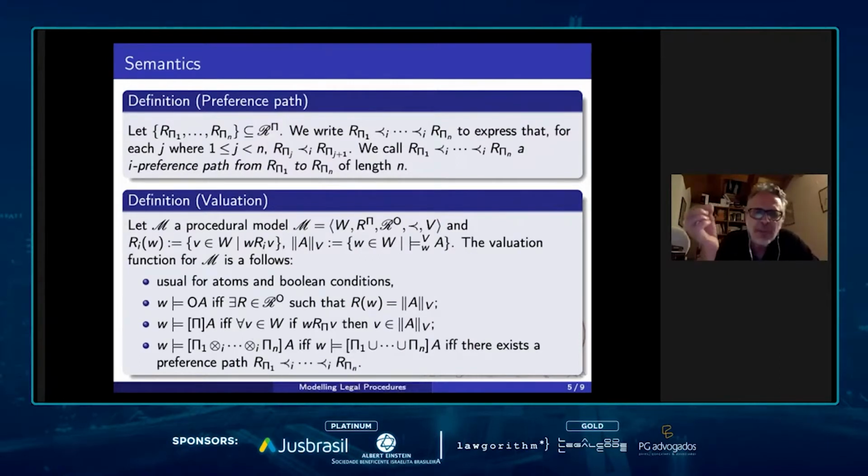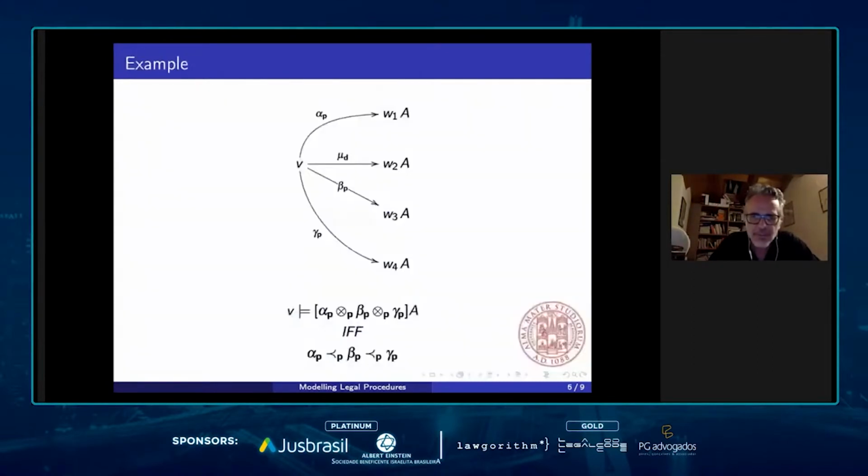So it's a very simple extension of PDL where you basically have a box where you have a preference among the different actions in the box operator. And this allows for capturing the order among options in a workflow. And you basically have a parallel choice, and you may have an order between the different options in the legal procedure.